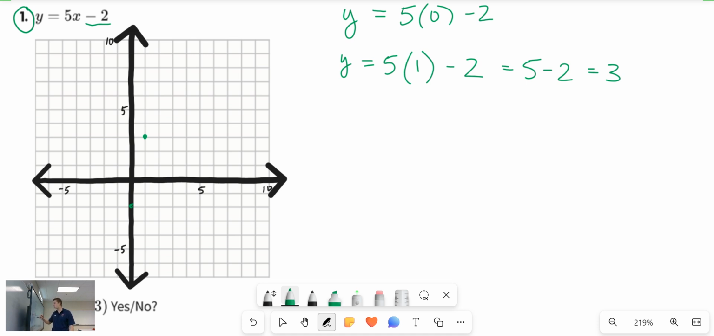And we know that it's over 1 and up 5. So we can also just follow that pattern. Over 1, up 5. We can go over 1, up 5 again. So 1, 2, 3, 4, and 5. All right, that is 5. Perfect. So we'll put another point up there. And that should be enough to get a straight line going.